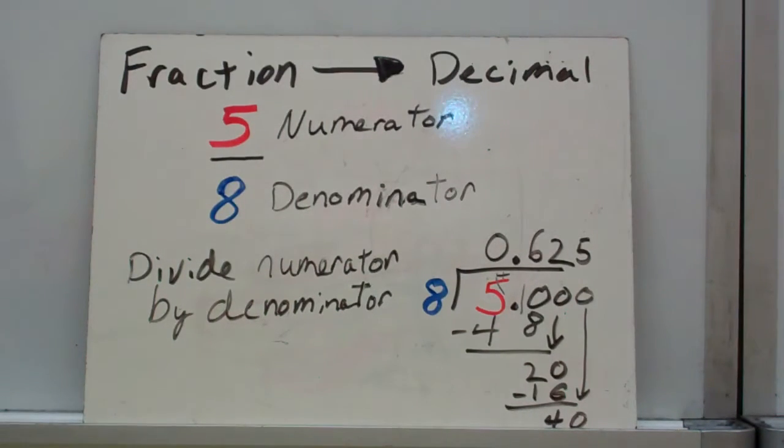How many times does 8 go into 20, which is twice? 2 times 8 is 16. We find the difference of that, and that is 4. Drop down another 0, and then how many times does 8 go into 40, and that is 5. So 5/8 as a decimal is 0.625. Let's look at some examples.